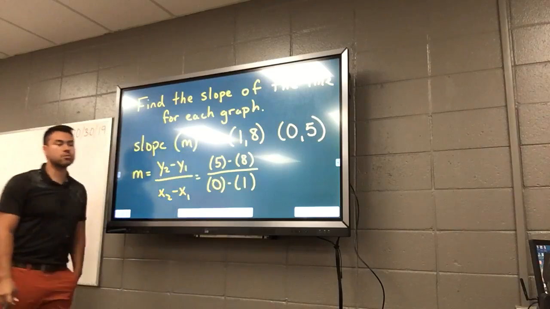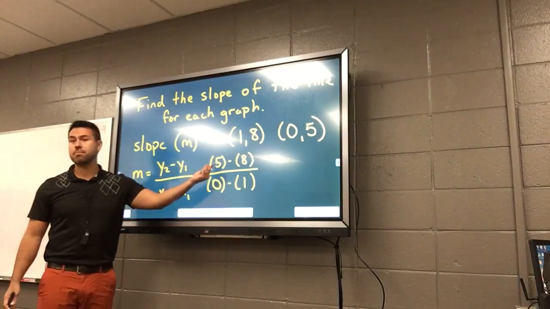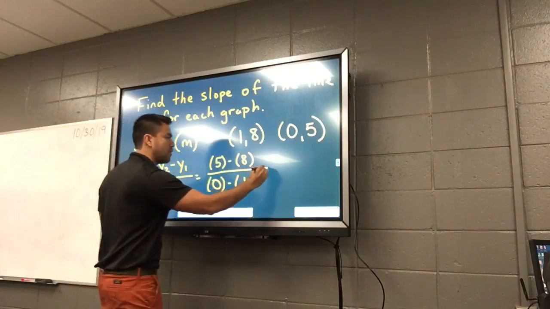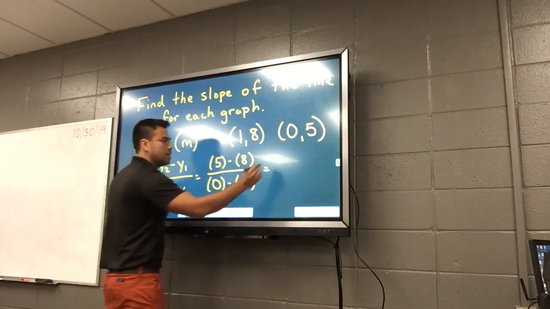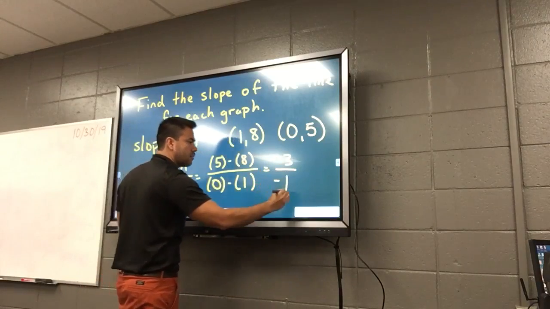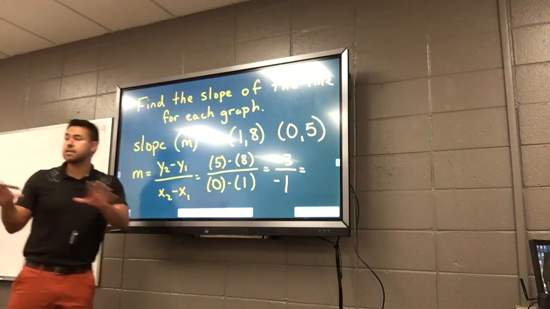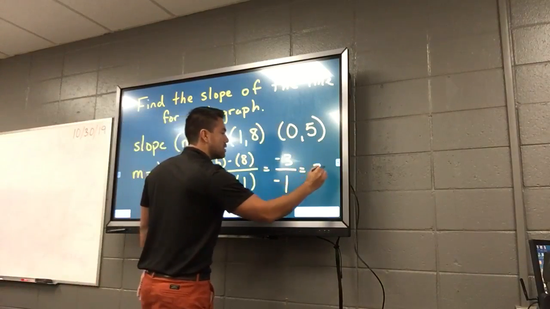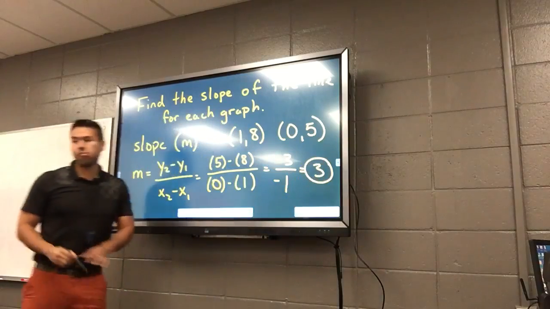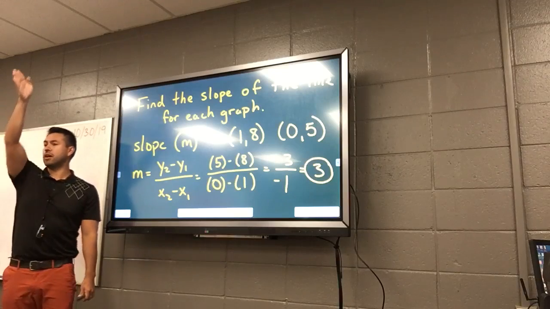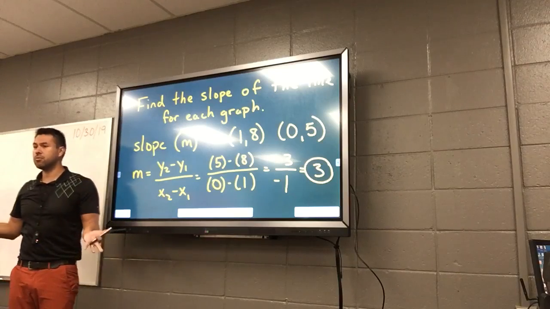Okay, so I just put the numbers where they belong. Those numbers could have been positive or they could have been negative, so I just put them where they belong. What's 5 minus 8? Negative 3. What's 0 minus 1? Negative 1. And so what's my slope? Simplified. Don't ever make it a mixed number. Oh, it's just positive 3. So that's my slope, 3. So the rise is up 3 over 1, up 3 over 1. Isn't that what we're saying?